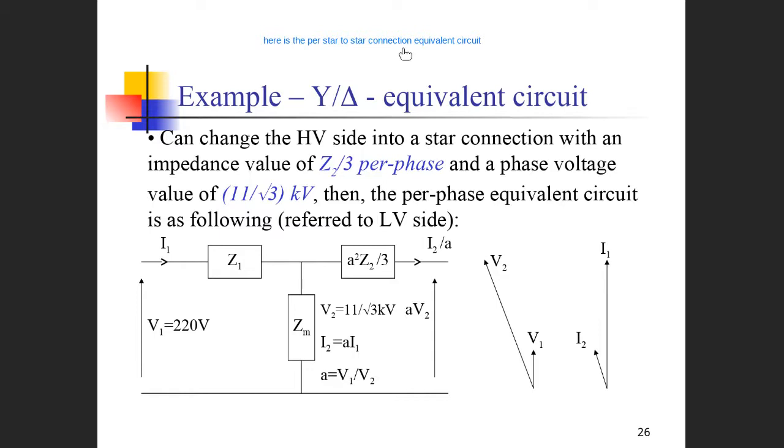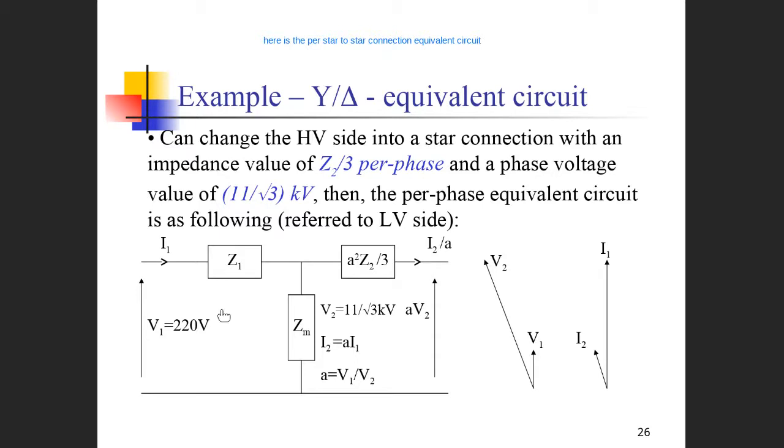So here is the star to star connection equivalent circuit. That's why, with the low voltage side, which is a star connection, and the high voltage side with the delta connection, we have to change the delta connection into a star connection. So the meanings of each parameter and the relationship between the per star phase, per delta phase, and the line values. In your mind, you should have a very clear linkage between the per star phase, per delta phase, and the line values. They have a relationship between them.